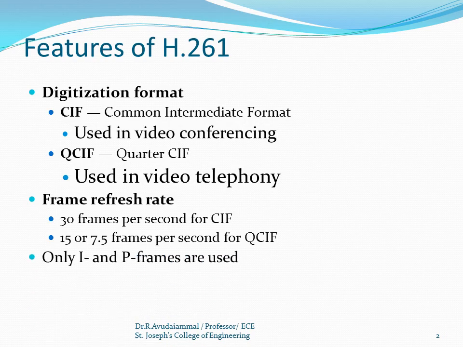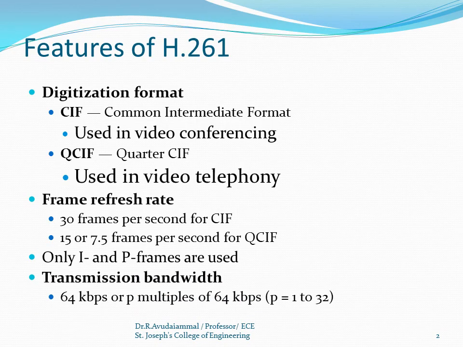Only I and P frames are used for encoding the information, and the transmission bandwidth is available at variable data rates, starting from 64 kbps to multiples of 64 kbps. So the maximum value is 2 Mbps: 32 times 64 kbps gives 2.048 Mbps.